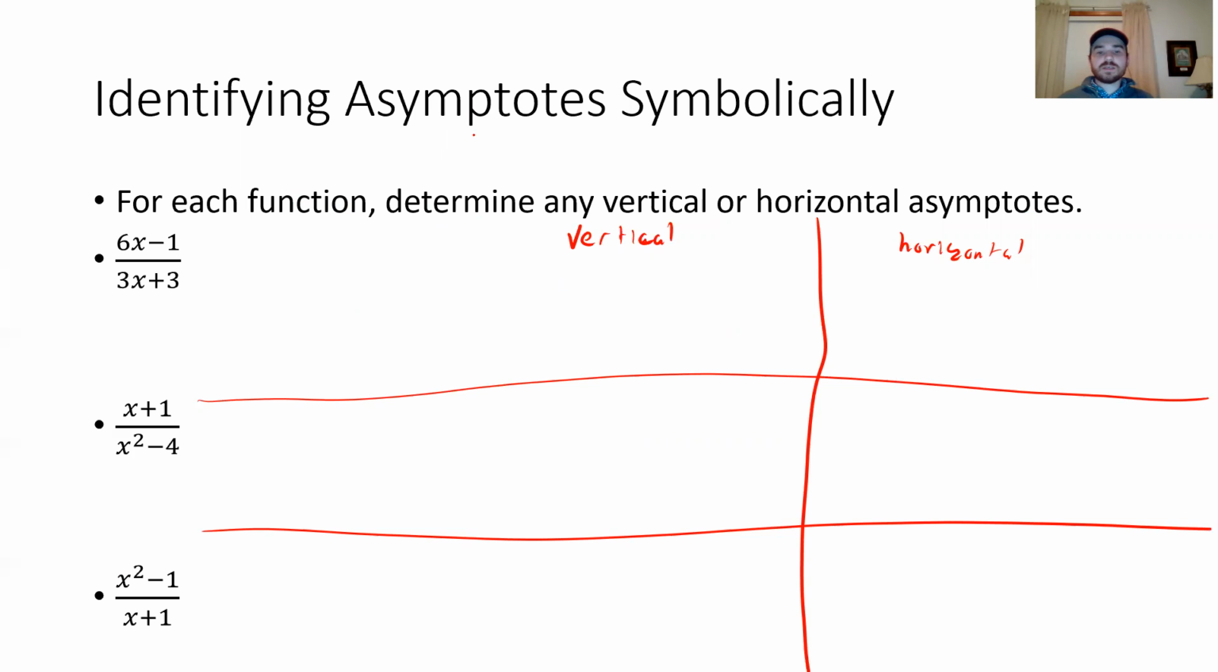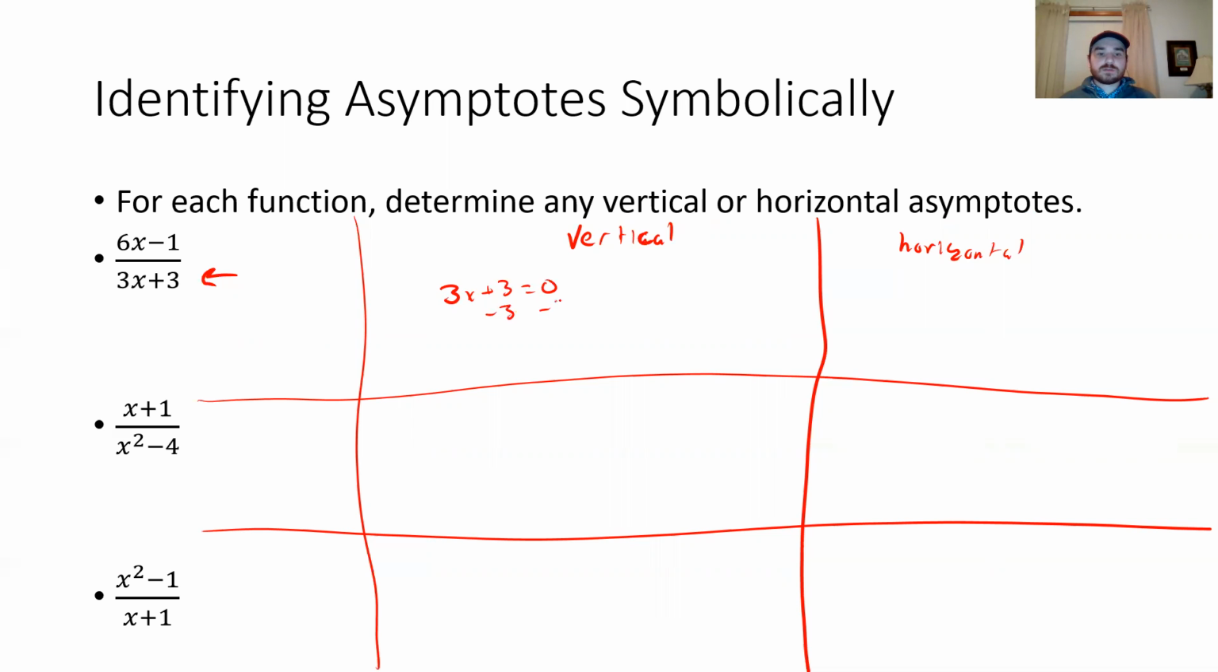And basically, the way I want to do this is, I think that probably trying to explain the concepts of them is a little trickier than just showing you the math. So we're going to go through the math right now. Vertical asymptotes, remember, exist where the denominator is equal to 0. So in this case, we have 3x plus 3. We're going to set that equal to 0.